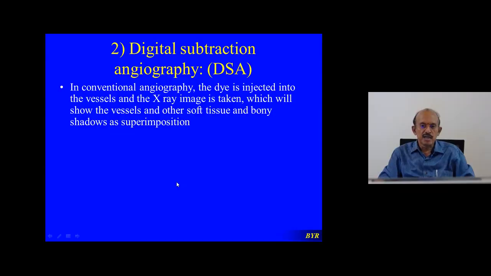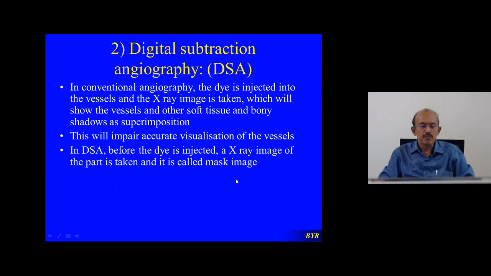Already I told you about digital subtraction. In conventional angiography, the dye is injected into the vessels and an X-ray image is taken, which will show the vessels and other soft tissue and bony shadows. This will impair accurate visualization of the vessels.